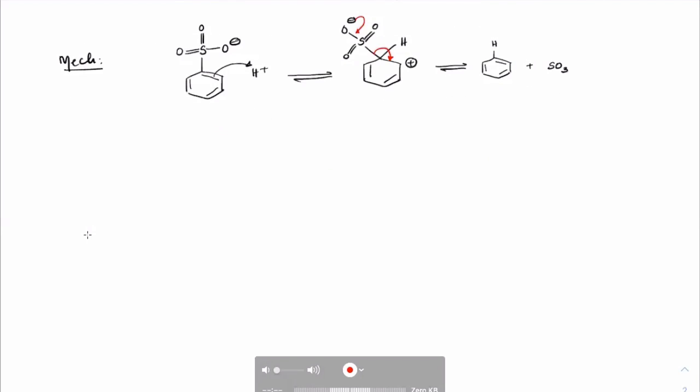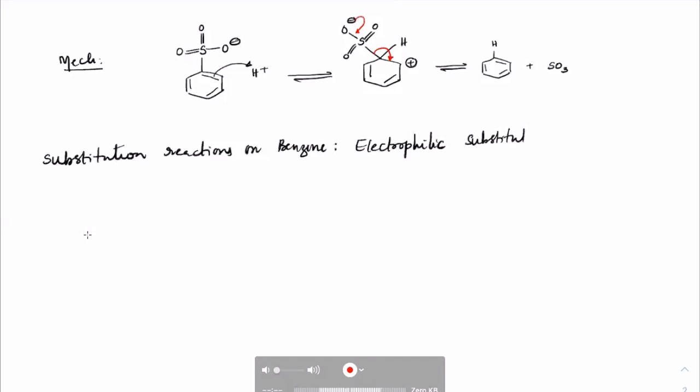Now, what we'll see is the substitution reactions on benzene. So in 11th standard, the substitution reaction is only about electrophilic substitution. In 12th standard, we'll study about the nucleophilic substitution as well.